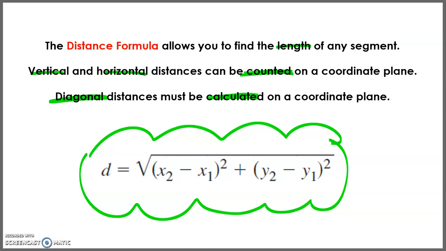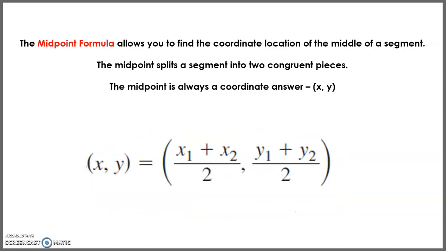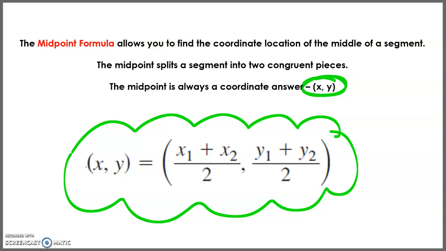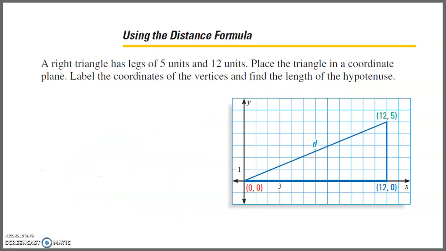The next formula that we are going to work with today is the midpoint formula. The midpoint formula allows you to find the coordinate location of the middle of a segment. The midpoint splits the segment into two congruent pieces. The midpoint is always a coordinate answer. It's a location. You average your x's and you average your y's to find the middle location. Let's go ahead and get started.